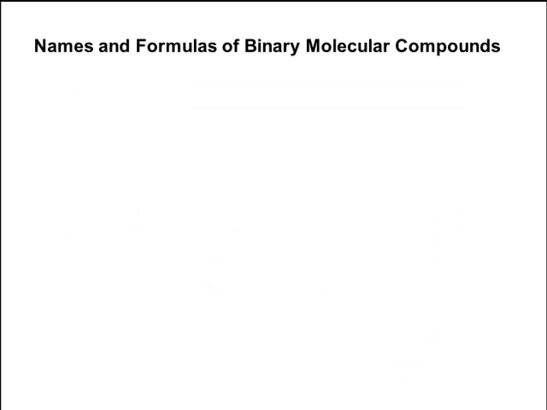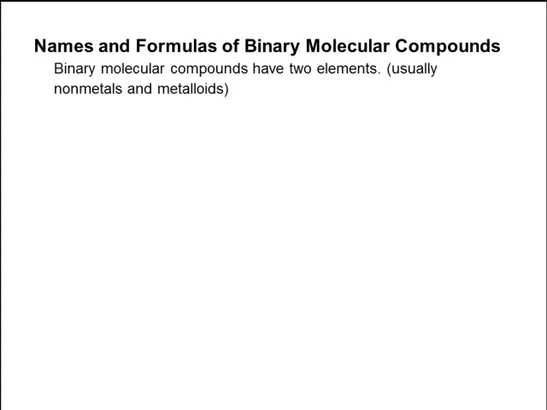Once we know we're dealing with a covalent compound or a molecular compound, if you will, we then use a certain set of rules to name that compound. Now we're only going to worry here about binary molecular compounds. Binary molecular compounds are going to have 2 elements. So keep that in mind. We're going to worry about 2-element molecular compounds for this.